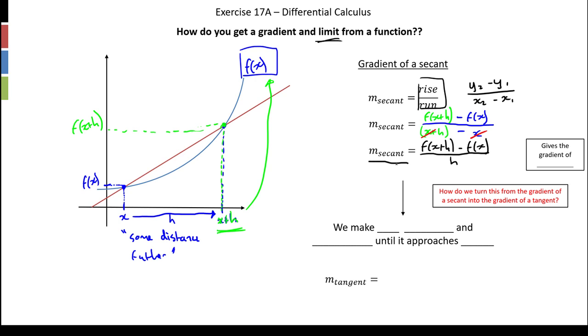This is the gradient of the secant. It's the rise over run between these 2 points. It is m secant equals f of x plus h minus f of x on h. This gives the gradient of any secant. It doesn't matter where we put it on the function, it gives the gradient of the secant.